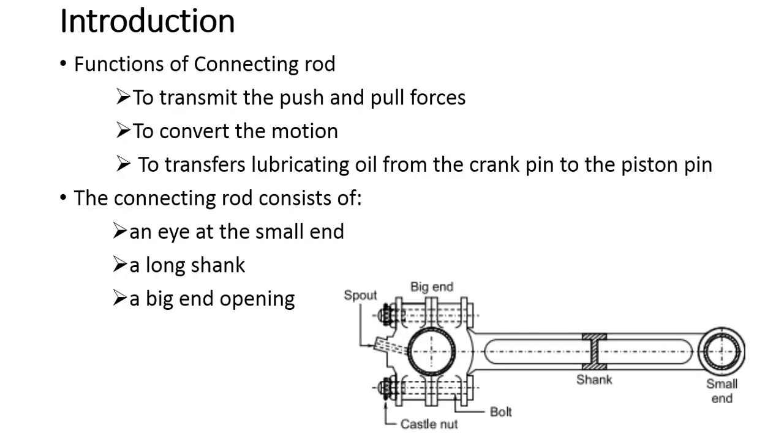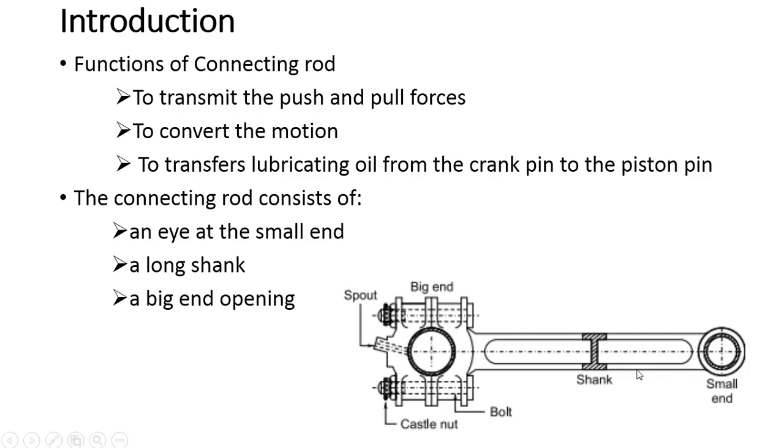When I start my introduction, we start with the functions, basically where we use this connecting rod. In IC engines, as the name suggests, it is a connecting rod that connects the two most important ends: the piston end and the crank pin end. It transmits the push and pull forces between the two ends, one called the piston pin end and one called the crank pin end. That is one function.